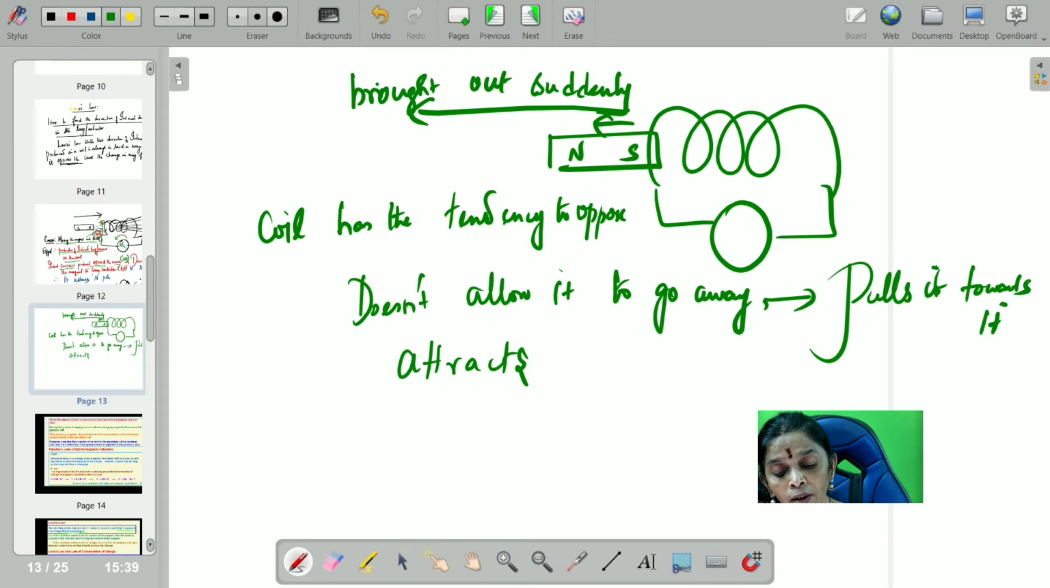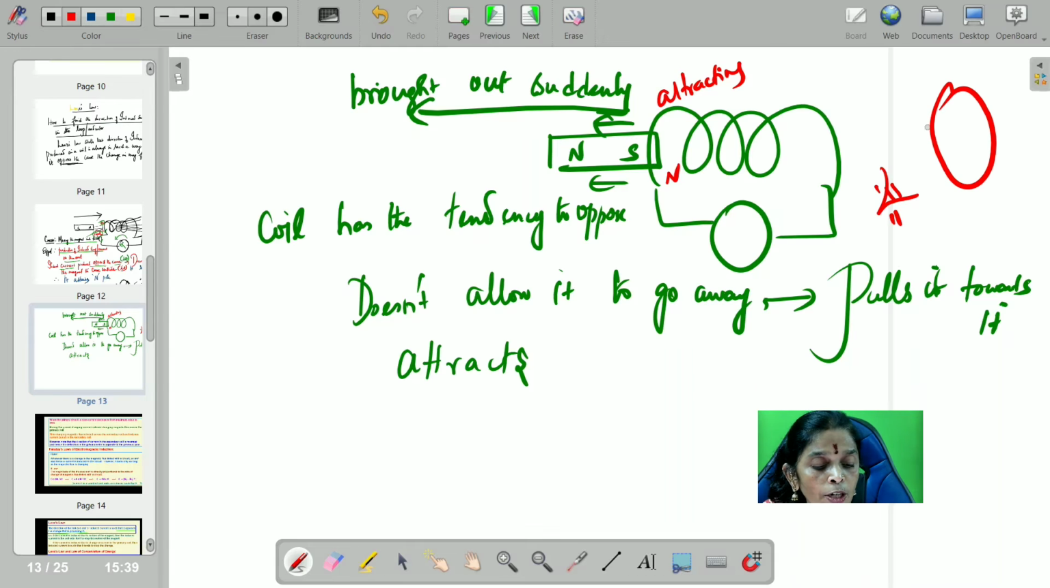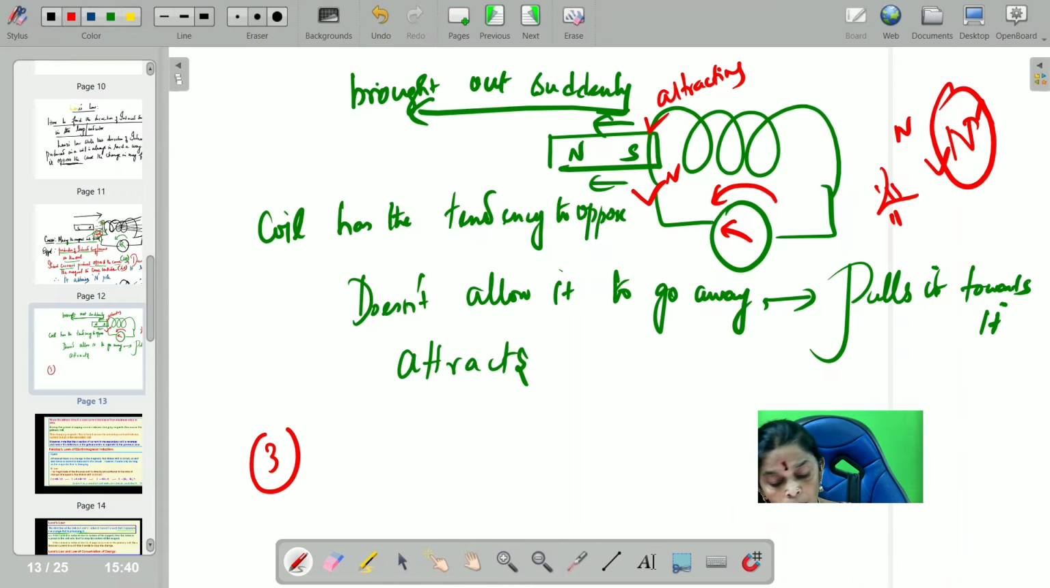If it is going away, it has to attract, no? Since it is attracting, therefore it has to attain what pole? North pole. Again, for north pole, for an observer's eye, what wise, children? Anti-clockwise. So therefore, current in the coil is anti-clockwise. Therefore, the galvanometer deflects like that. Do you understand?